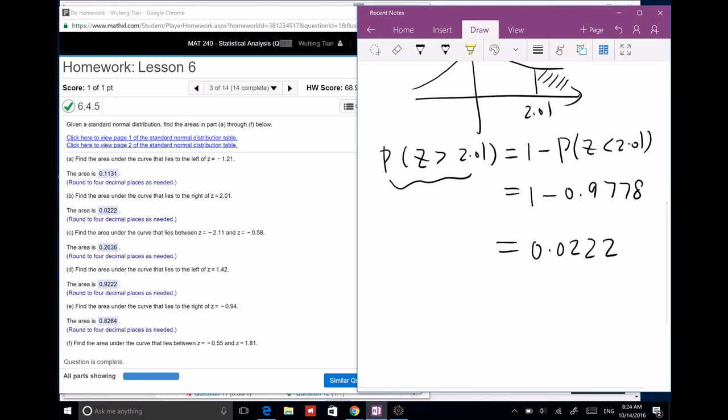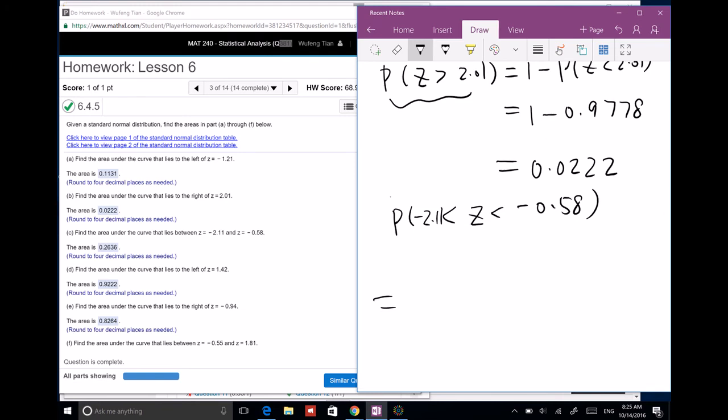The next number is the probability of z in between negative 2.11 and negative 0.58. So what do we need to do? We'll find these two. You can look at the picture. It asks you to find the probability in the middle, in this part. So you can use the big one, okay?